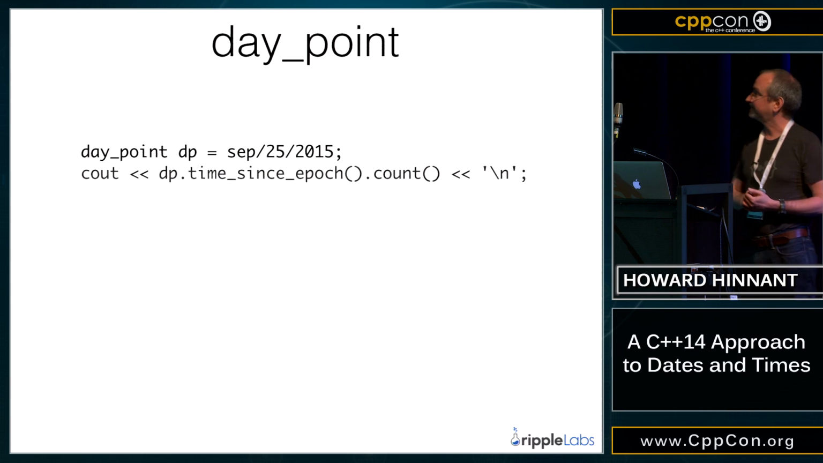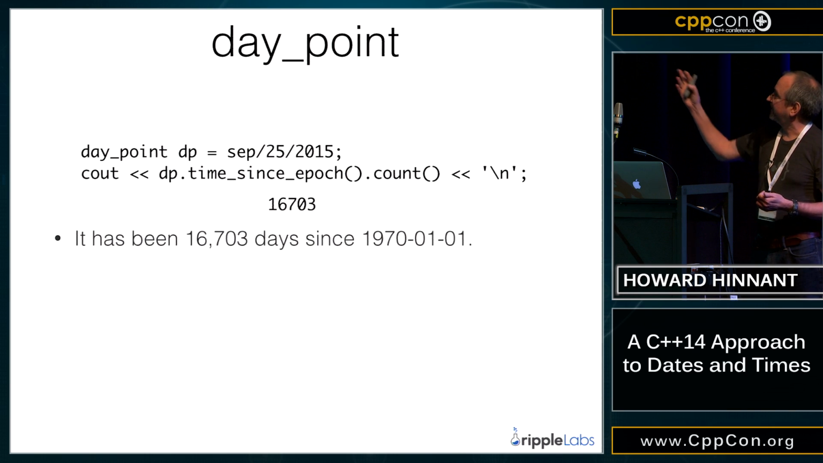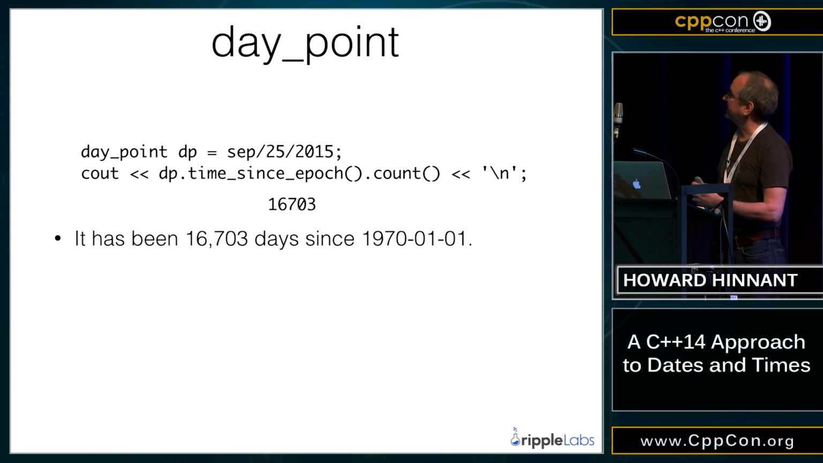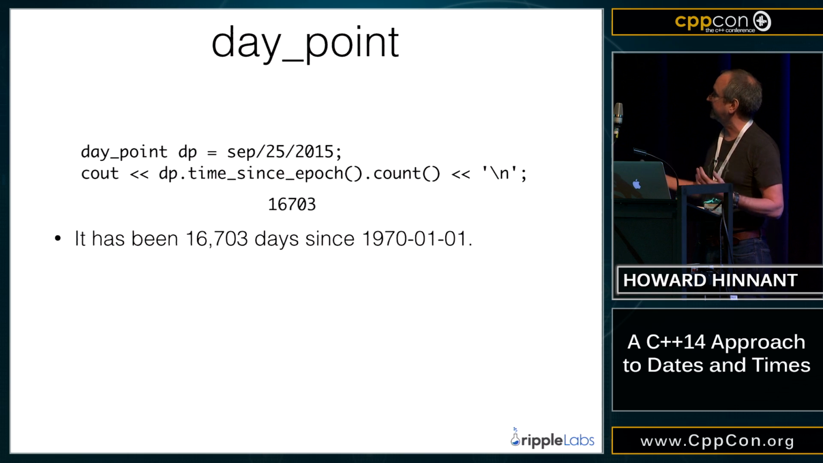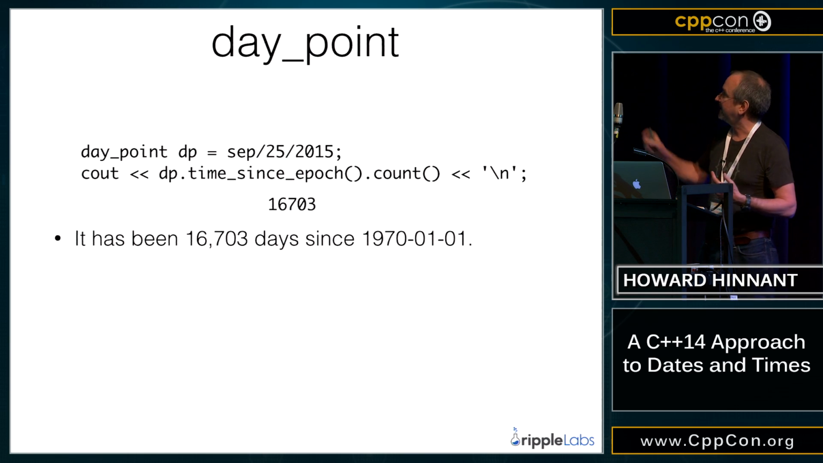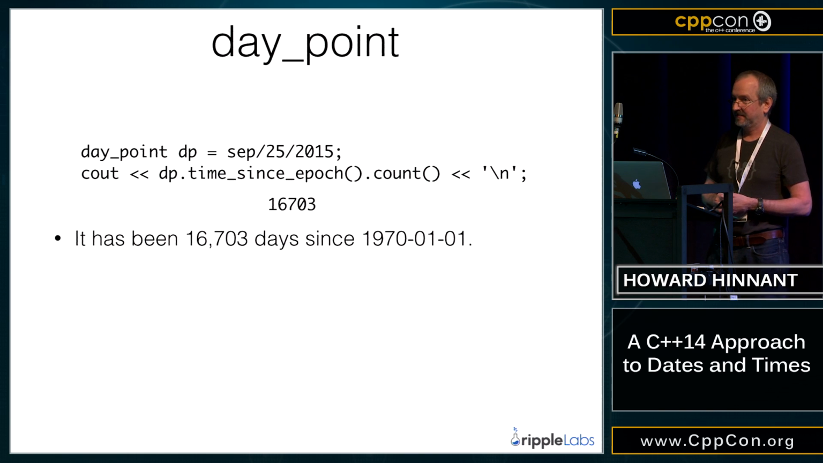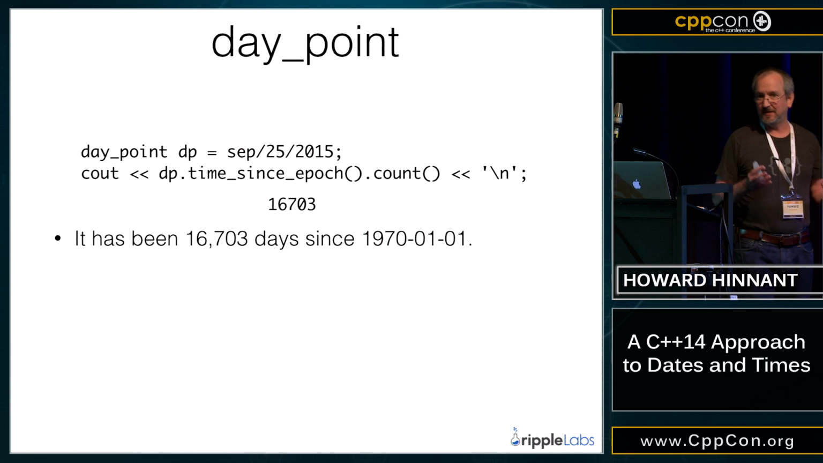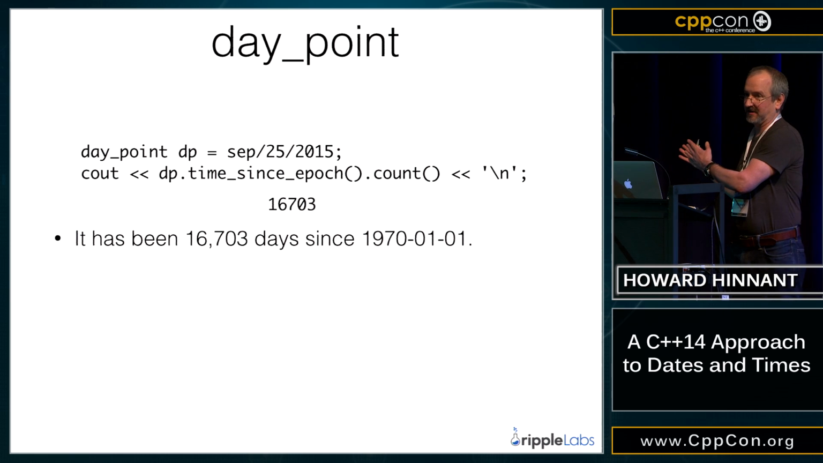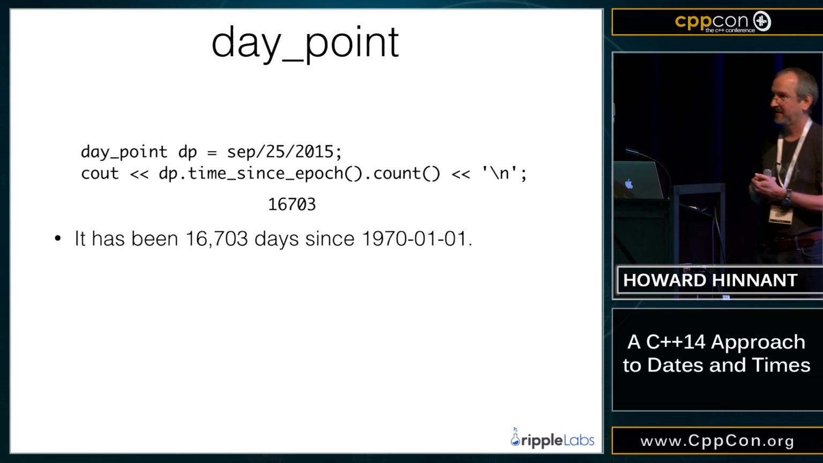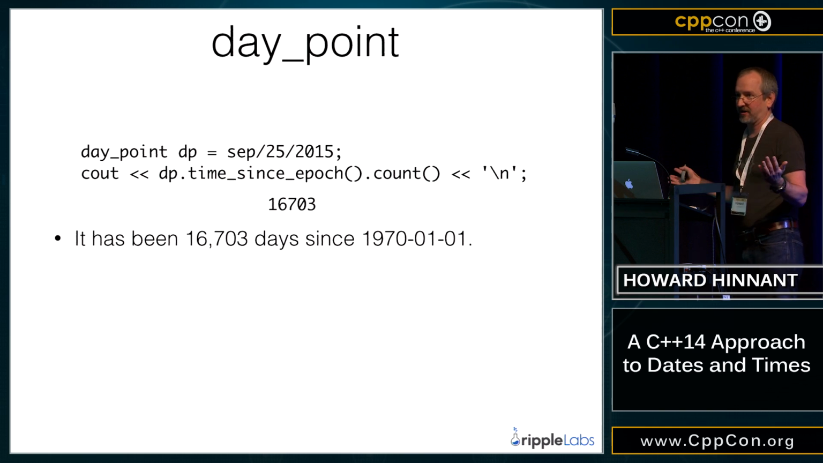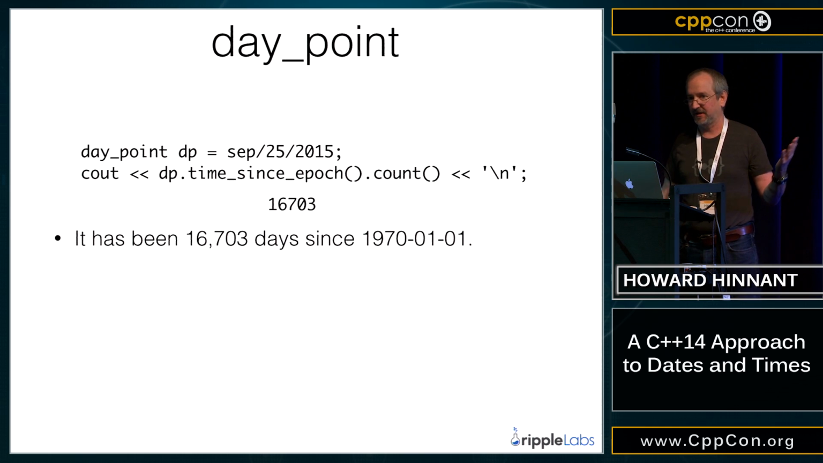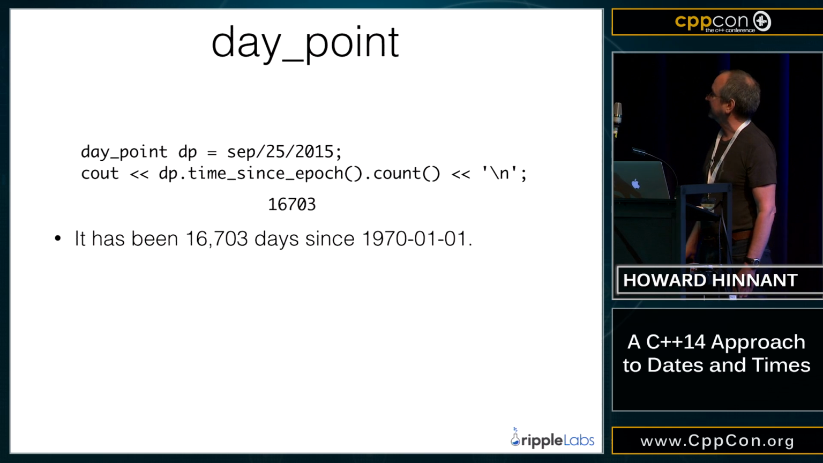How do we create a Daypoint? It's very easy. You create a year, month, day, and that is implicitly convertible to a Daypoint. So here we've created a count of days since September 25th, 2015, today. Since it's a chrono time point, it has this member function called time since epoch. That's going to return the duration type within the Daypoint, which naturally is days. Days is just a typedef for another type of duration in your chrono library. Happens to be defined to 24 hours, surprise. And you'll get, wow, it's been 16,703 days since the epoch. How exciting.